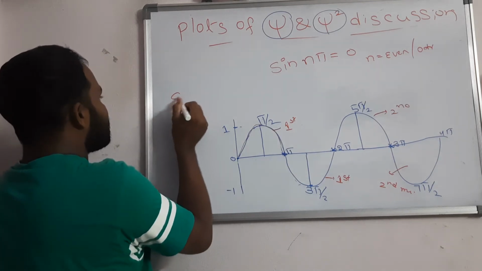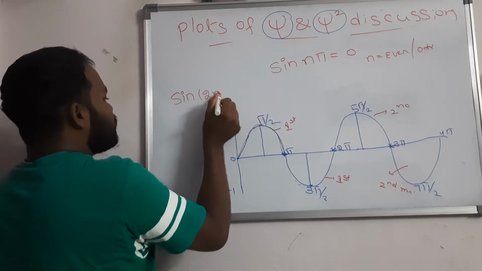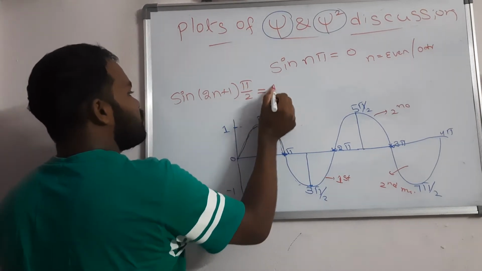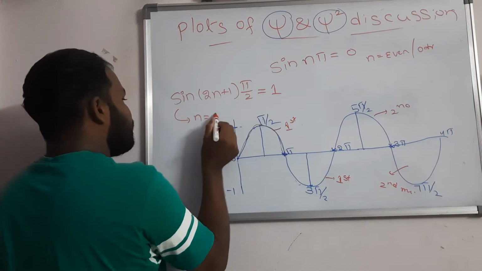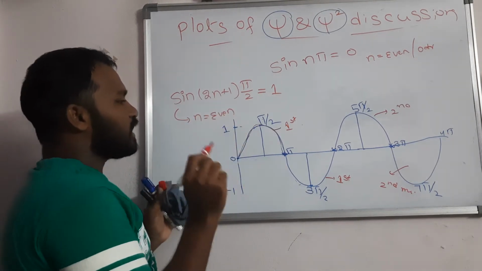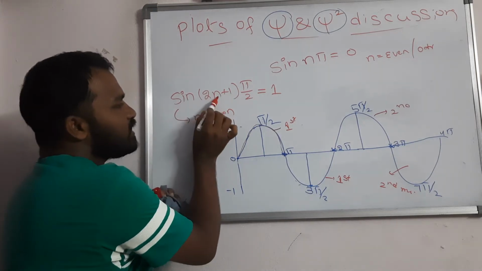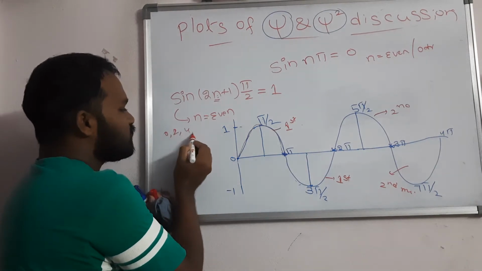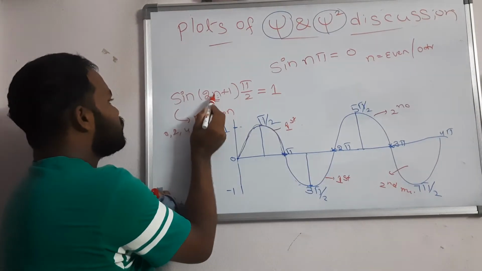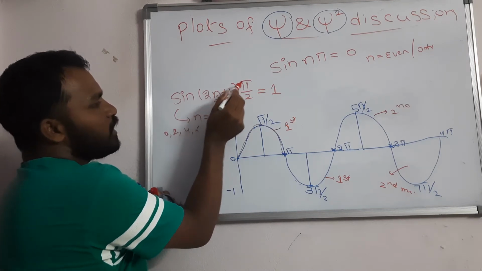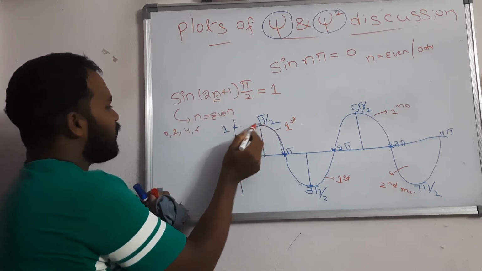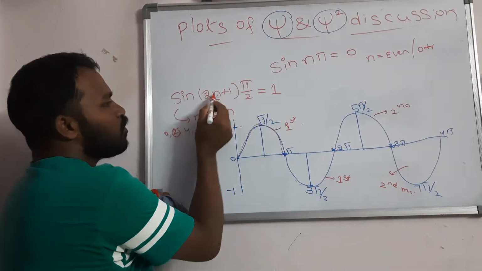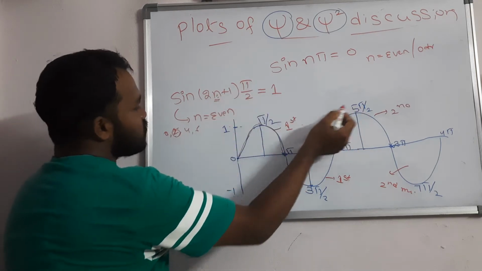One more point: sin of (2n plus 1) into pi by 2. The value is 1 when n is an even number. Just check how the condition is satisfied. Here n is equal to 0; even numbers are 0, 2, 4, 6, like this. For n equal to 0, 2 into 0 is 0, plus 1 is 1, so 1 into pi by 2 gives pi by 2, and the value of sin pi by 2 is 1. Next I take n equal to 2: 2 into 2 is 4, 4 plus 1 is 5, so 5 pi by 2, and the value is 1.